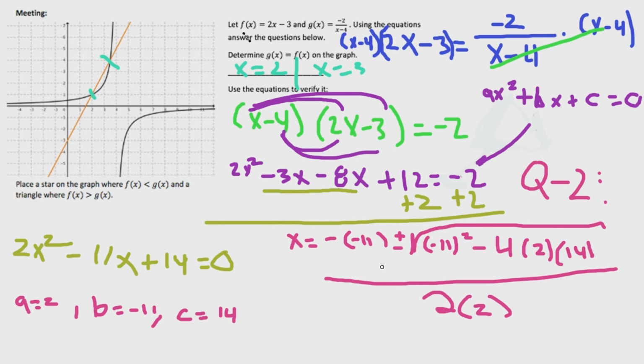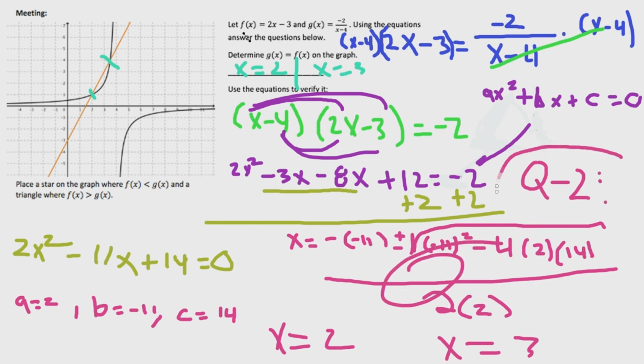Unfortunately, I don't have any of my equipment with me and I'm running out of space, so we're going to leave it off here. But if you do it correctly, we should get x equals 2 and x equals 3. Again, if you want to see how to finish this off, go to our playlist and hit Q2. I already got it set for you, all right?